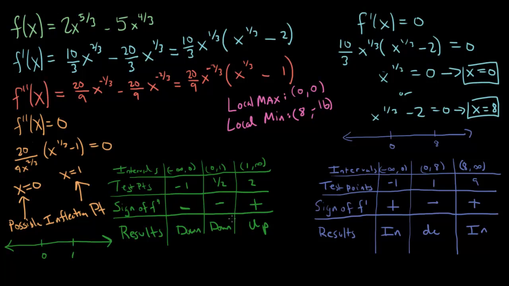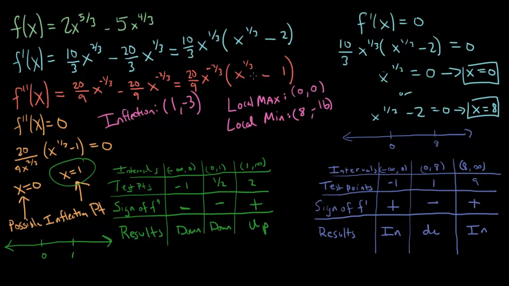down, and then up. So we do have an inflection point here at 1, because we are changing from concave down to concave up at x equals 1, so 1 comma something is an inflection point. So inflection, 1 comma what now? Well, the 1 to the 5th power to the third root is just 1. So you have 2, and then the same thing, the 4/3 power is just 1, so 2 minus 5 is -3.